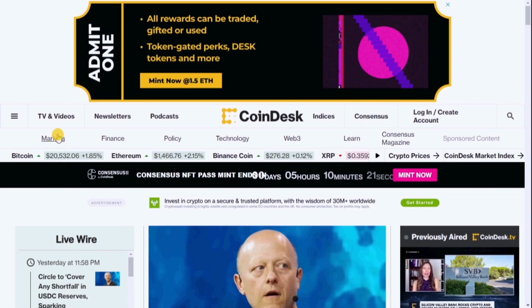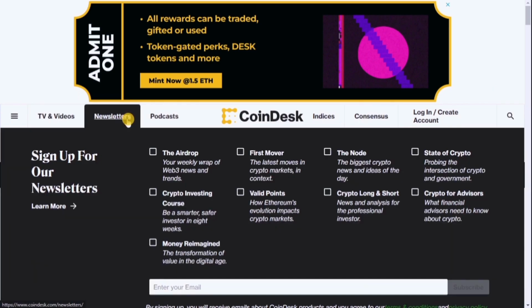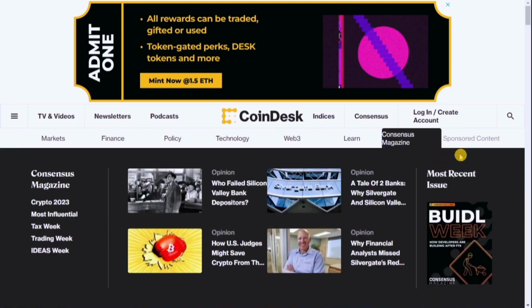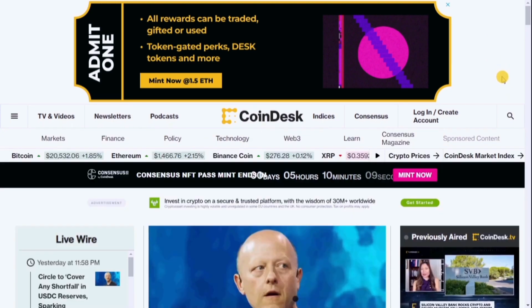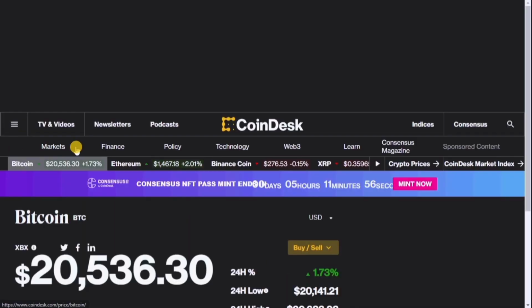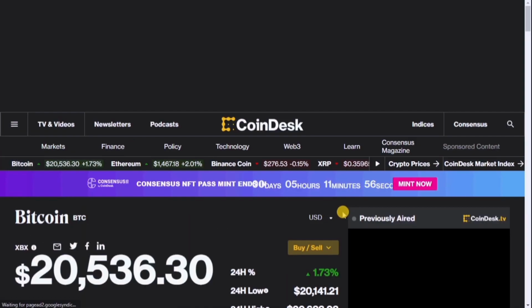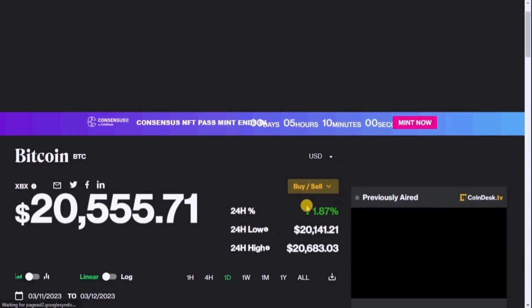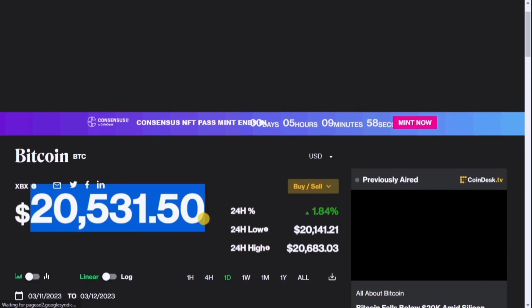So as you can see, there are some tabs above here, like TV and videos, and newsletter, which we need mostly. And there are tons of things here to click on. But what we really need is, for example, if we want to check out the Bitcoin data here, we'll click on it and another tab opens. It comes up now. You can see this is the current price of Bitcoin at the moment.